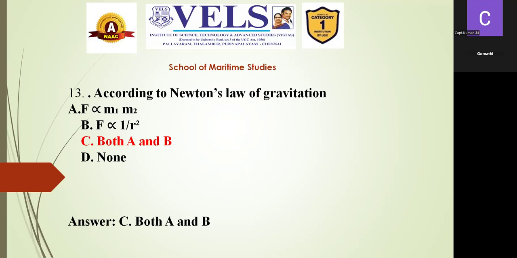Newton's law of gravitation says the force is directly proportional to the product of the masses of two bodies, m1 and m2, and inversely proportional to the square of the distance between them. So F is directly proportional to 1 by r square and F is directly proportional to m1 and m2. So the answer is option C, both A and B. F is directly proportional to m1 into m2 divided by r square.